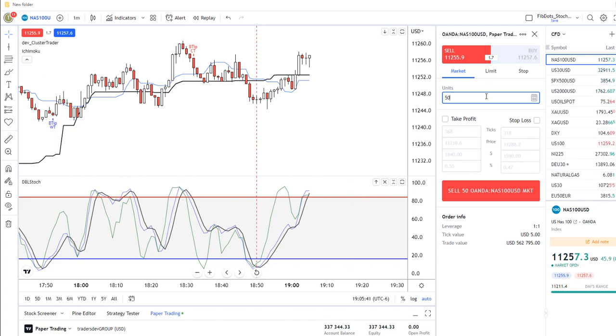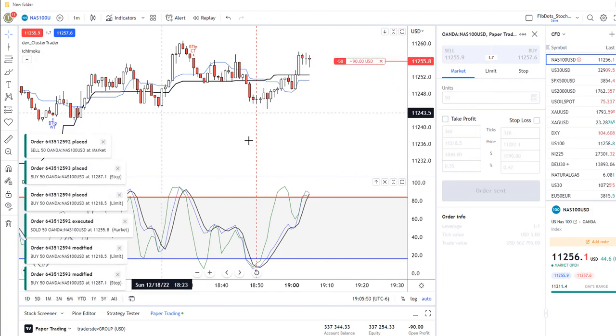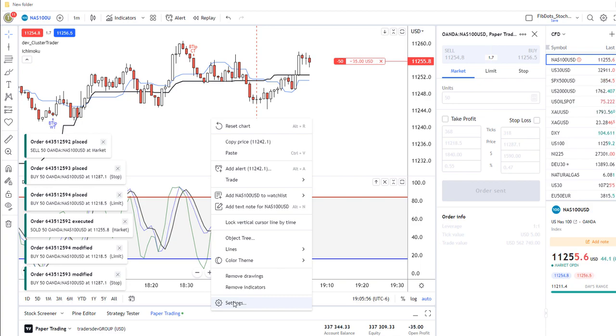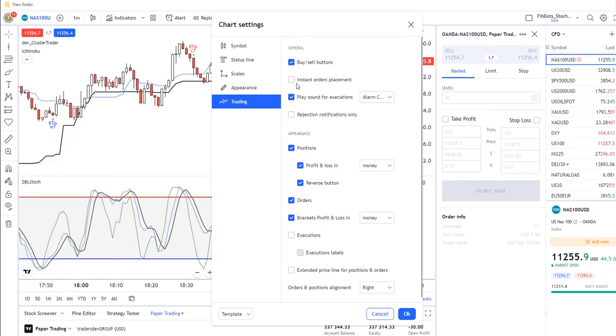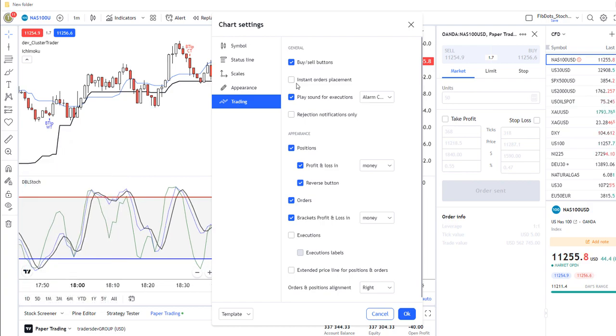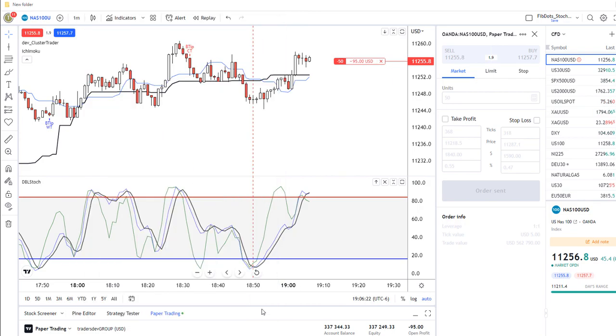I've got mine set to give me a ticket. We'll sell 50. Yeah, we got to change the settings. So right click in the chart, come to settings, and right here you have to take off instant order placement. Uncheck that. There you go. And then your P&L, you want that to be in money. And then see the orders in the brackets, you want those to be both checked. Down here under appearance. Okay, so now we'll click OK.